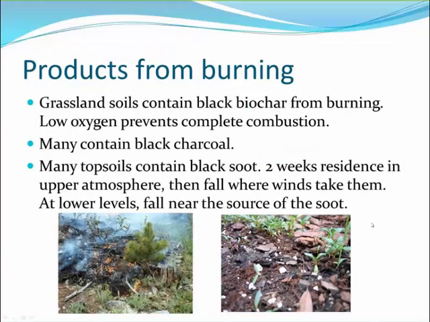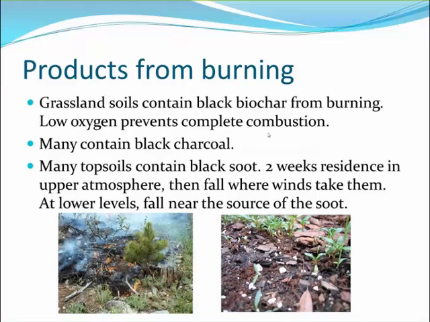And that leads us into burning and products from burning. So we have grassland soils, and they contain black biochar, and this is from burning. And when you get thick amounts of grass on the soil surface, it's like hay. When you cut hay and you windrow it, you then have to turn it. The reason you turn it is so that the bottom can dry out. Otherwise, moisture gets trapped underneath and the hay begins to rot.